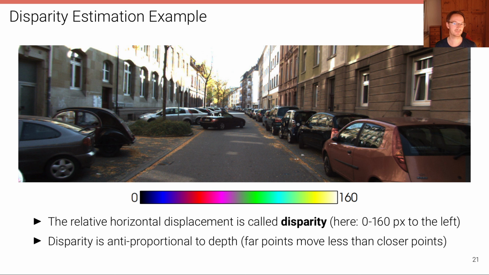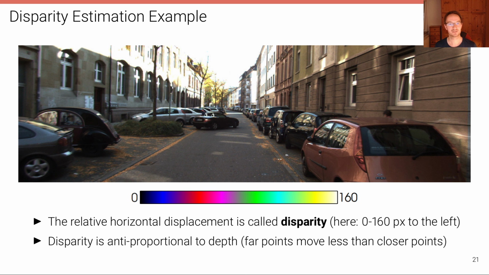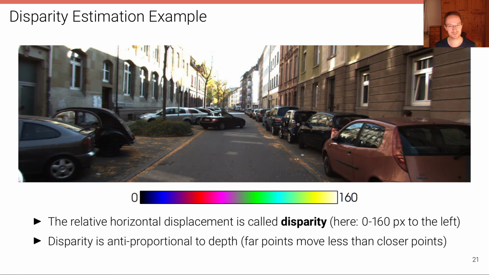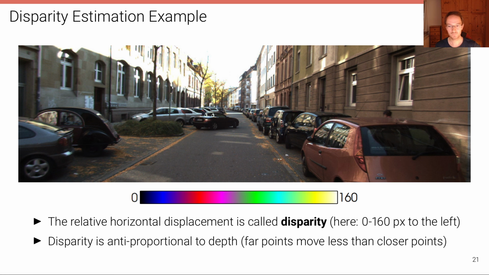And because there's this relationship of points that are close to the camera move a lot and points that are far away move little, we can estimate the depth from the disparity. There's actually an anti-proportional relationship between disparity and depth. The depth is actually proportional to 1 over the disparity.